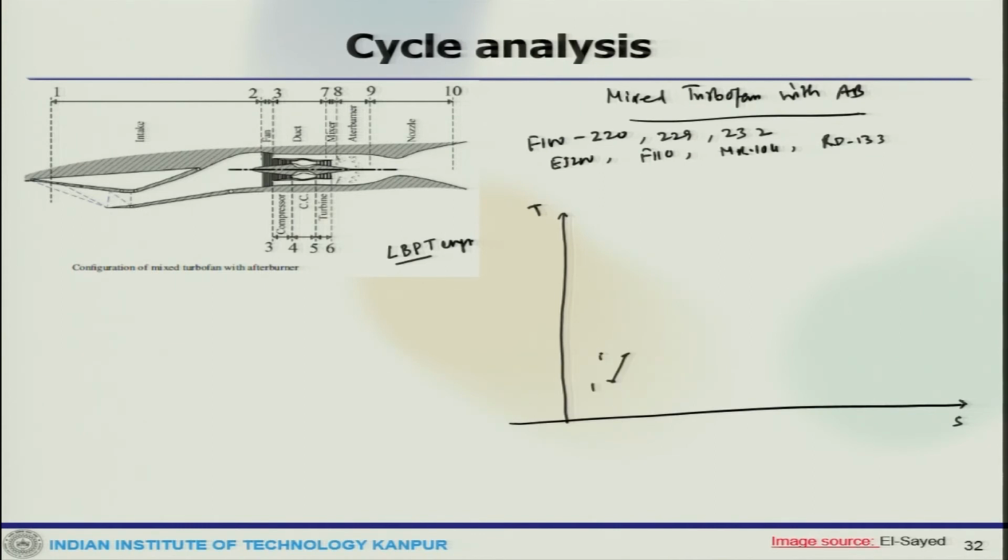So, 1 to 2, then 2 to 3, 3 to 4, then 4 to, let us say, 5, then you come to 6, then go to 9, then 6 comes to somewhere, this is 8, and then 9 comes to 10.